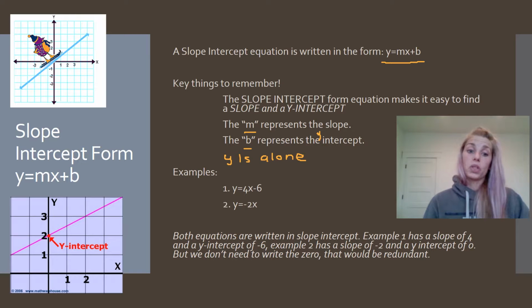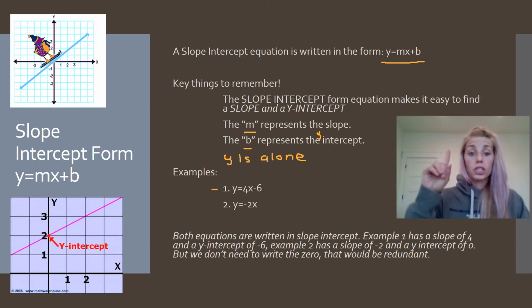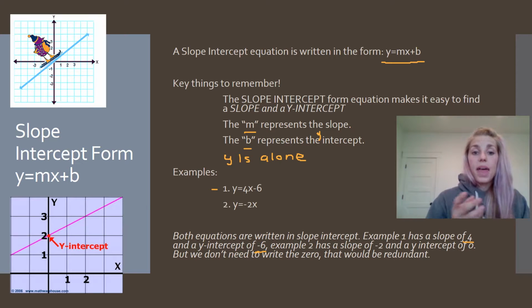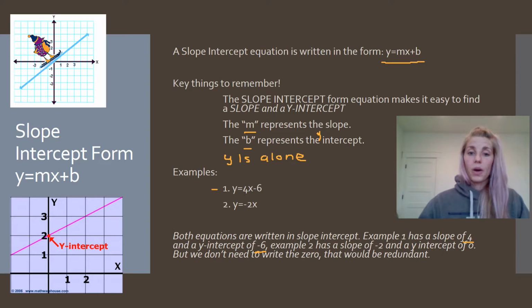So here are some examples. We have y equals 4x minus 6. That's our first example. And in this example, our slope is 4 and our y-intercept is negative 6. Because 4 is in the m position. It's being multiplied by x. And negative 6 is our additional value that represents the y-intercept. In example number 2, we have y equals negative 2x and then nothing.